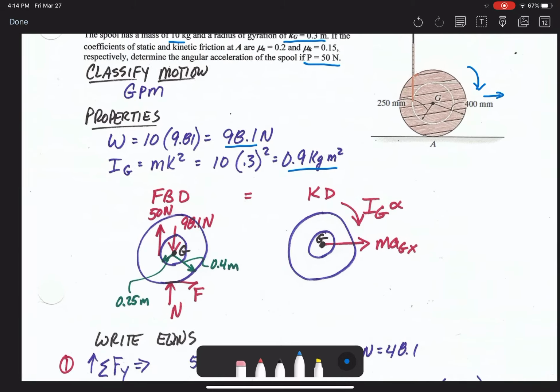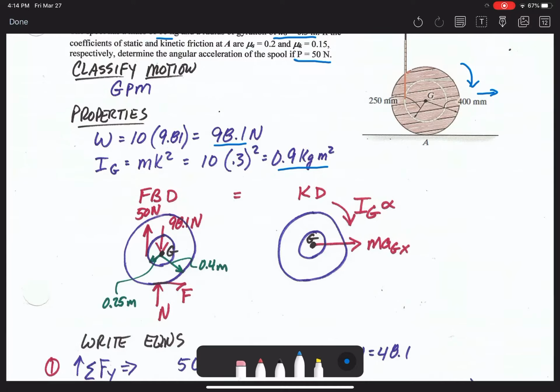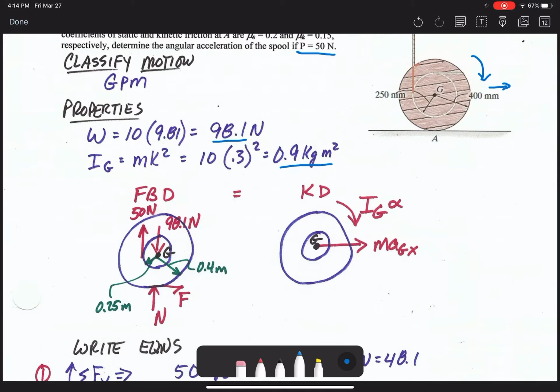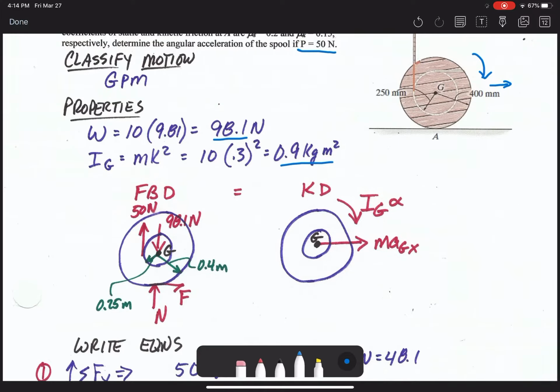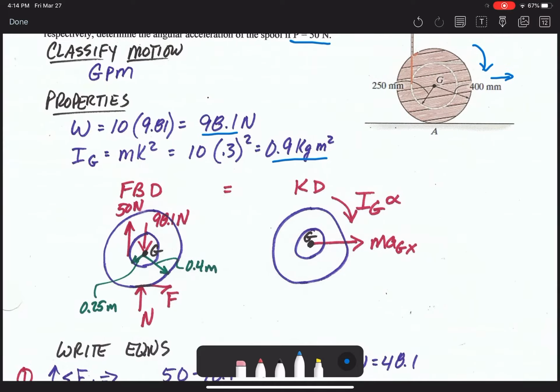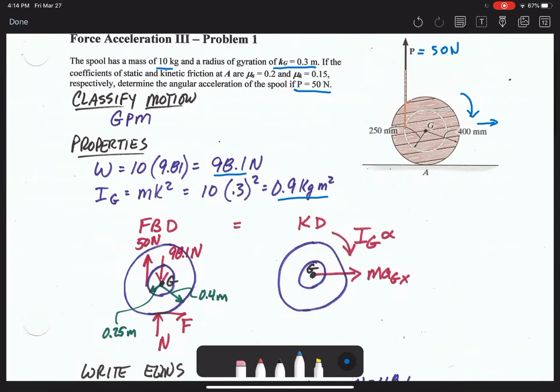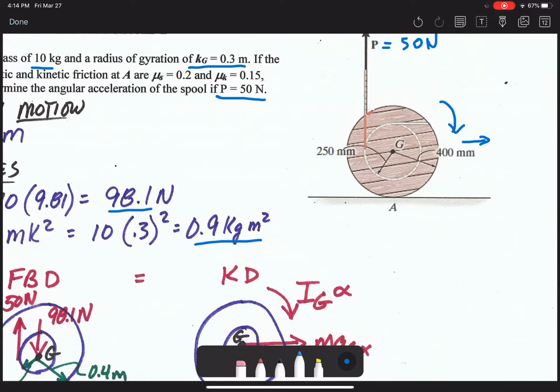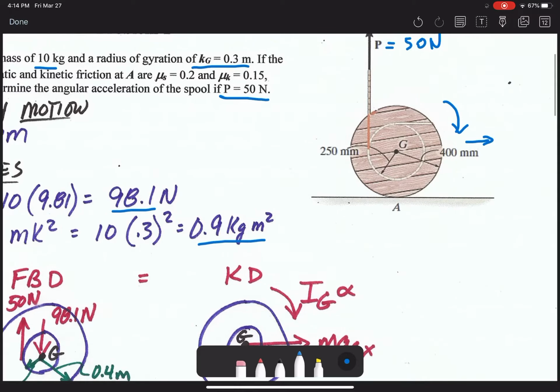In the free body diagram, as you can see, we have the weight 98.1 Newton going down. We have the load P, 50 Newton, going up, as shown there. And then at the surface, the ground, we have the normal force vertically, and the friction force, which we don't know. We can assume the direction. In this case, we assume it goes to the right. And intuitively, if load P is applied going up on the left side, it tends to cause clockwise rotation for the wheel, and the center also tends to translate to the right.